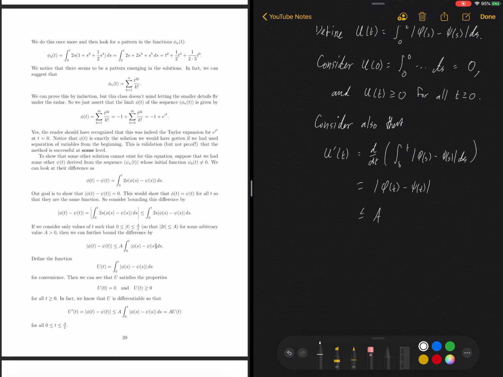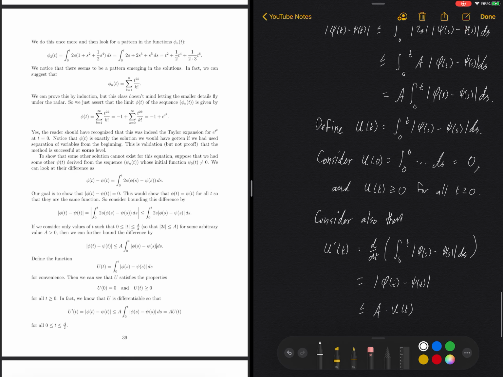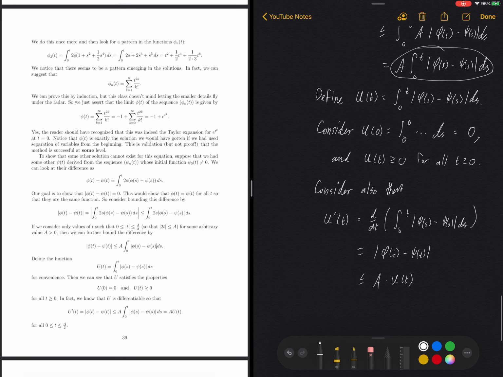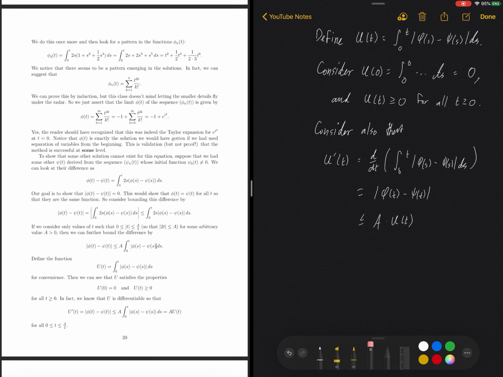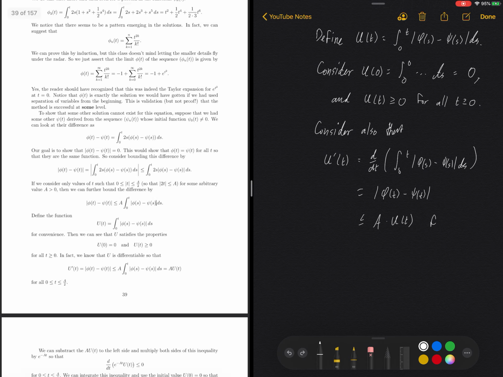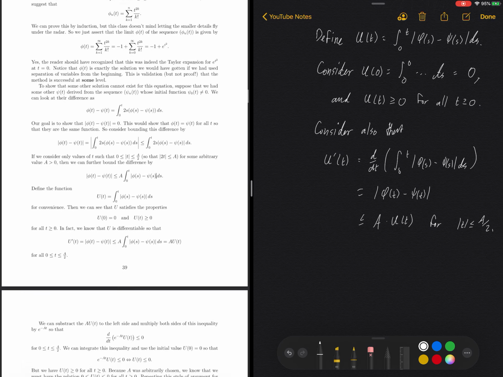Maybe not, okay. So this guy from our estimate above is not equal to that guy. It's actually bounded by a times u of t, right? This is bounded by a times the integral from 0 to t of phi minus psi, which is exactly the definition that we took for u. So that means that the derivative of this new function that I've created is bounded by some multiple of the function itself. And that would work provided I can use this a.